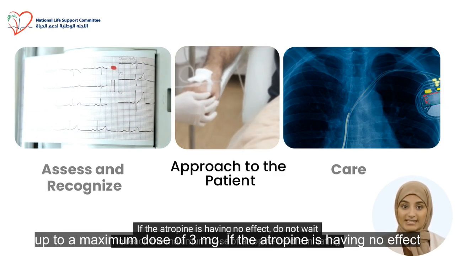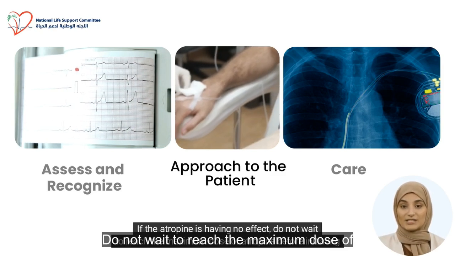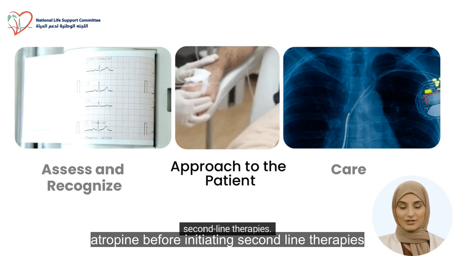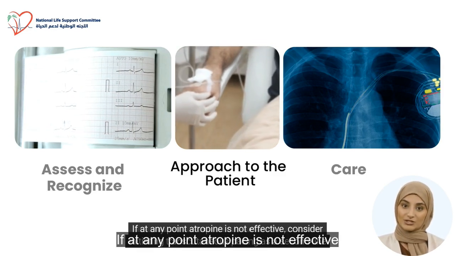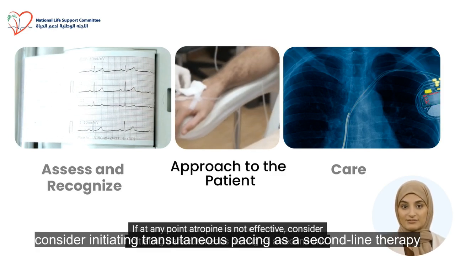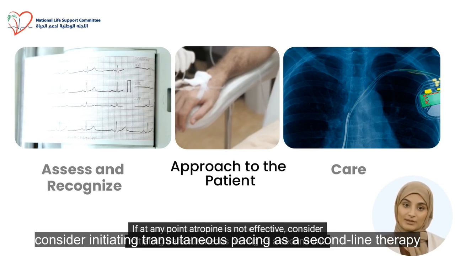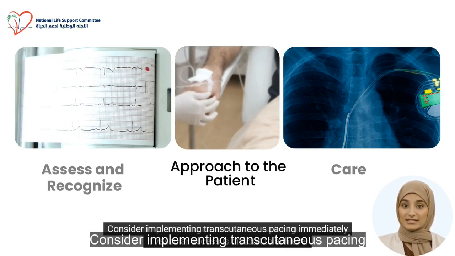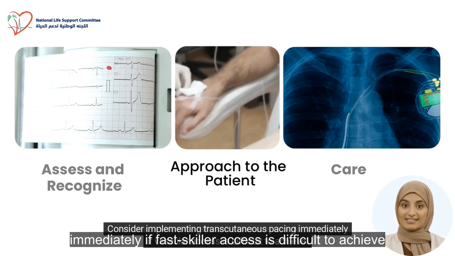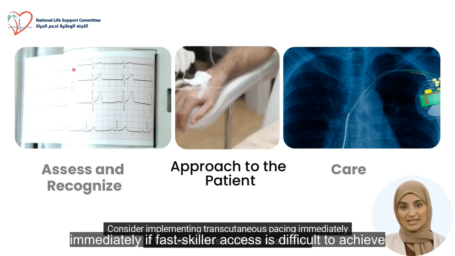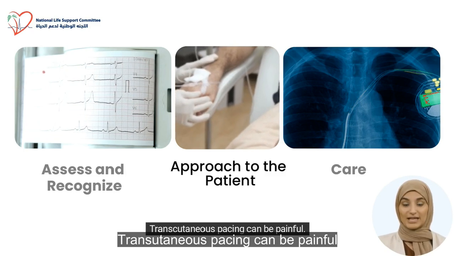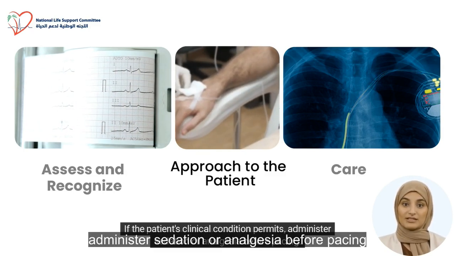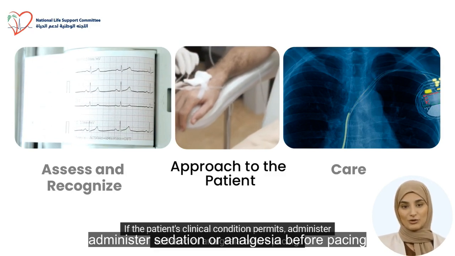If the atropine is having no effect, do not wait to reach the maximum dose of atropine before initiating second-line therapies. If at any point atropine is not effective, consider initiating transcutaneous pacing as a second-line therapy. Consider implementing transcutaneous pacing immediately if vascular access is difficult to achieve. Transcutaneous pacing can be painful. If the patient's clinical condition permits, administer sedation or analgesia before pacing.